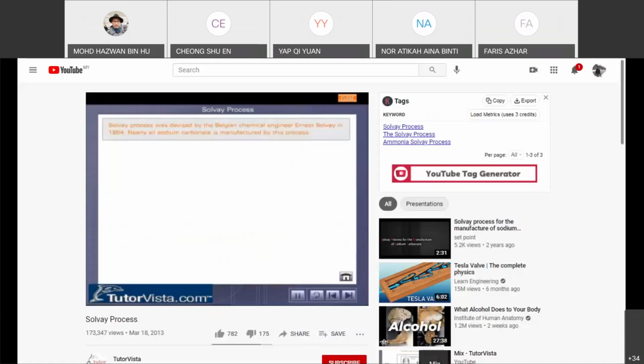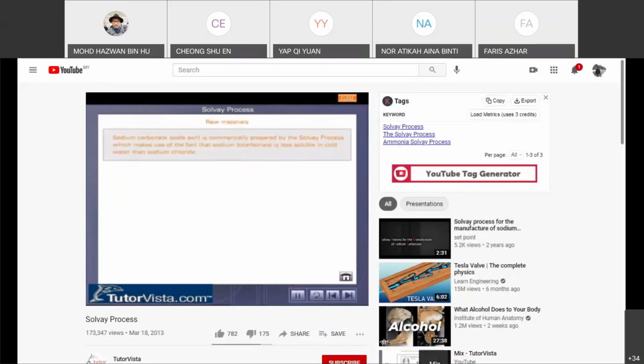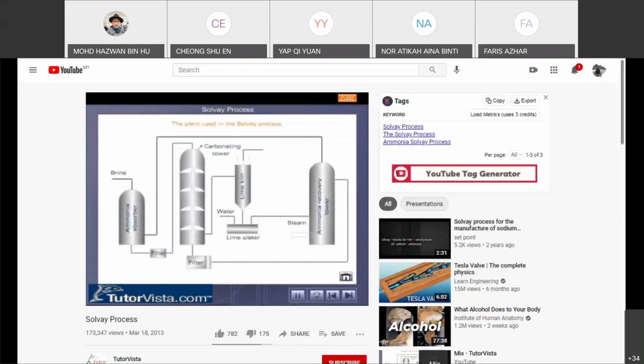Solvay process was devised by the Belgian chemical engineer Ernest Solvay in 1864. Nearly all sodium carbonate is manufactured by this process. Sodium carbonate is commercially prepared by the Solvay process, which makes use of the fact that sodium bicarbonate is less soluble in cold water than sodium chloride. The raw materials required for this process are sodium chloride, limestone, and ammonia gas. Shown here is a schematic diagram of the plant used in Solvay process. Click on each part to know more about them.